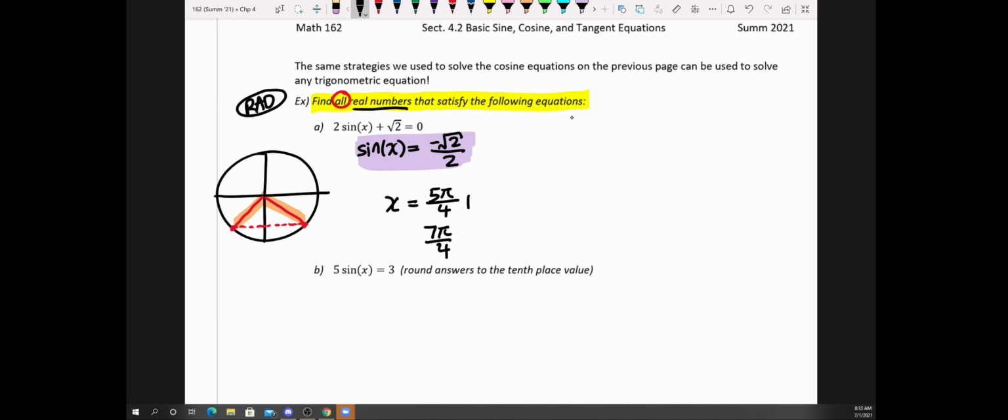Great. And then step 3 is to add period times k to each solution. Very good. So now we have all solutions that satisfy the initial equation.